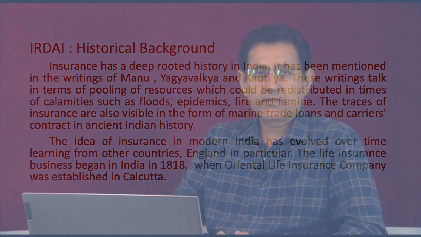Students, if you study the history of India, we find the traces of such kind of instrument which was equivalent to insurance or modern insurance, in which the money was collected against safeguarding the crisis in the marine voyages or in the terms of protecting the businessmen at that time. But if you see the modern insurance evolvement, it took place in 1818 when the Oriental Insurance Company was established in British India.